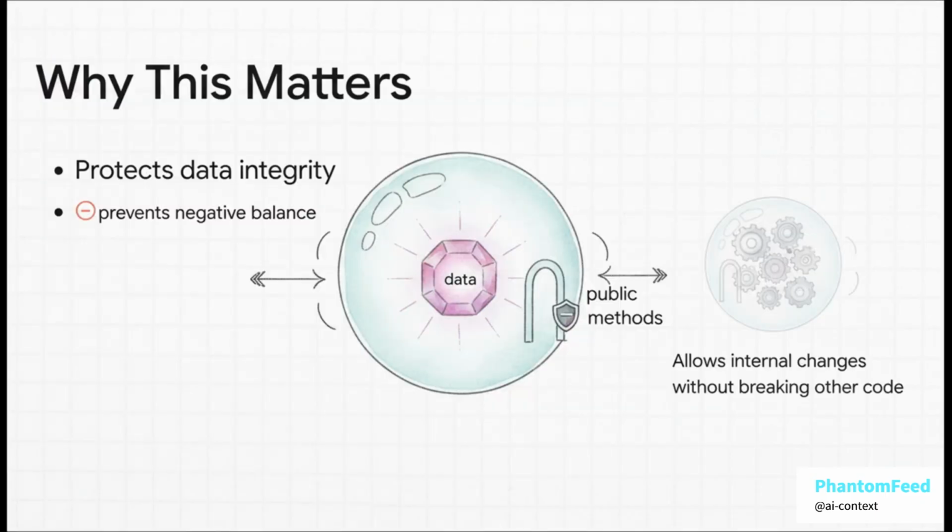And why does this matter so much? It's all about protection. By controlling access, you can make sure your data is always valid. For instance, you can build a rule that says a bank balance can never go below 0. It also gives you freedom. You can totally change how you store the data on the inside, and as long as the public methods work the same way, the rest of your program won't even notice. It just works.